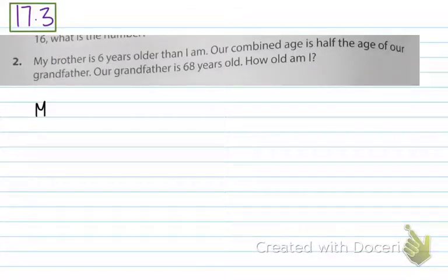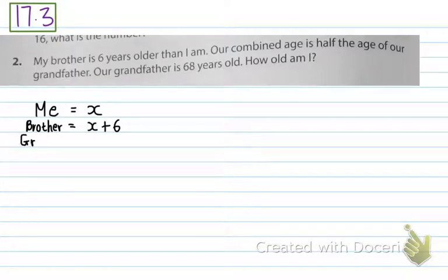Okay, welcome back at the memo of exercise 17.3. Number 2 says, my brother is 6 years older than I am. Our combined age, so when I add the ages, is half the age of our grandfather. Our grandfather is 68 years old. How old am I? Okay, so I am x years old, and my brother is 6 years older than me, so that's x plus 6.